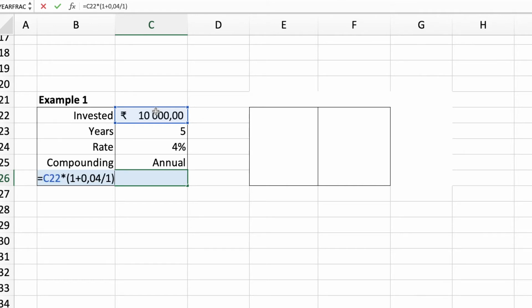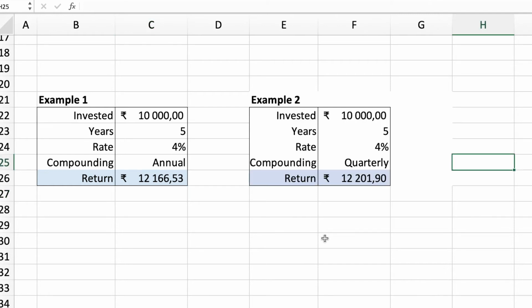Bracket close and raise power, again open bracket, 1 because the n is 1, multiplied by number of years. Press enter. It's very simple. 12,166 rupees. So here the compounding is annual. In another example, I will show you when the compounding is quarterly. So here we go. I use exactly the same amount and same example. The only difference is here I'm taking compounding as quarterly. So the 10,000 for 5 years, interest rate is the same 4%.